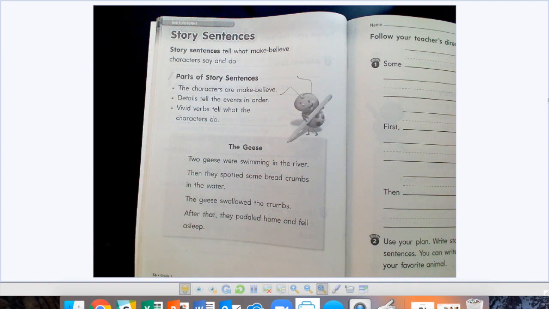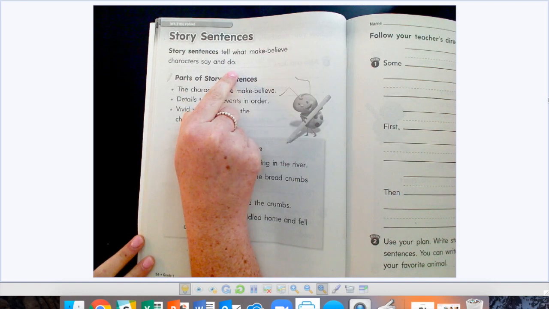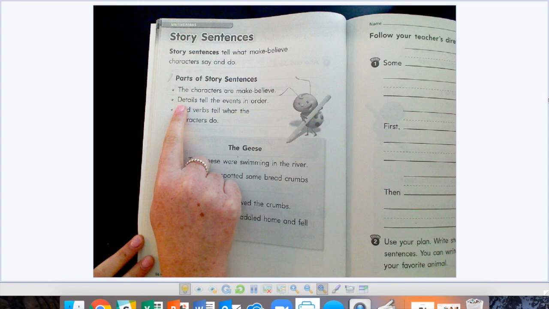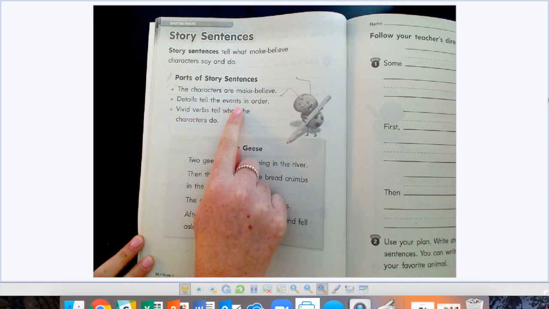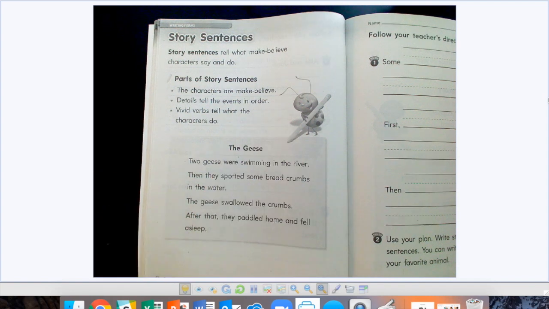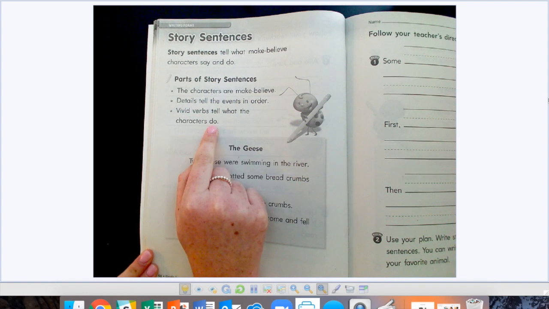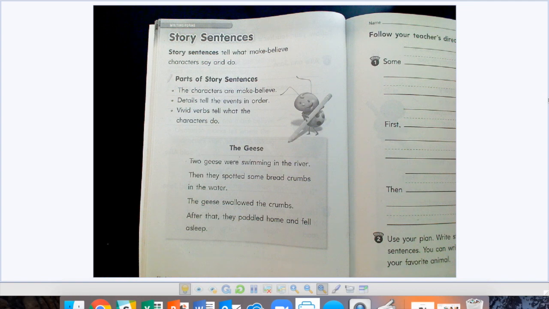So we are going to start writing in our writing handbook by turning to page 56. We are going to practice writing story sentences. Story sentences tell what make-believe characters say and do. We are going to write details that tell the events in order. We've practiced this before using words like first, next, then, and last. We're going to use vivid verbs to tell what the characters do. Vivid verbs are specific verbs.